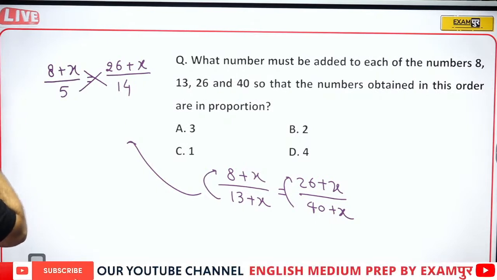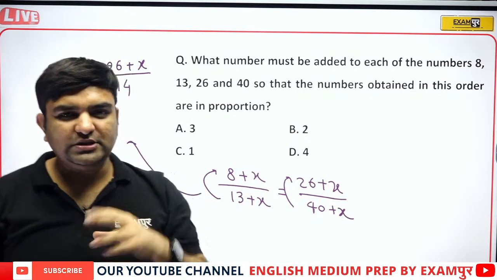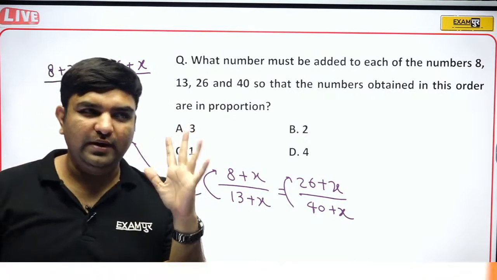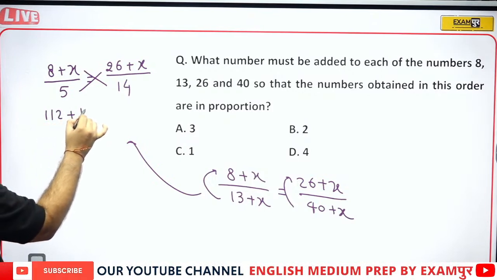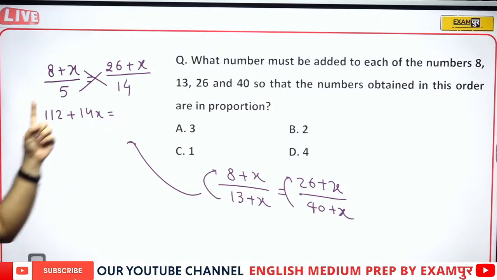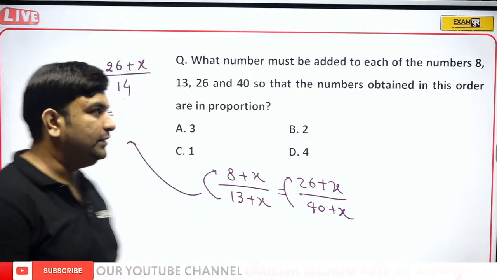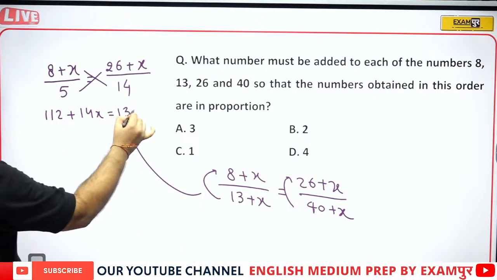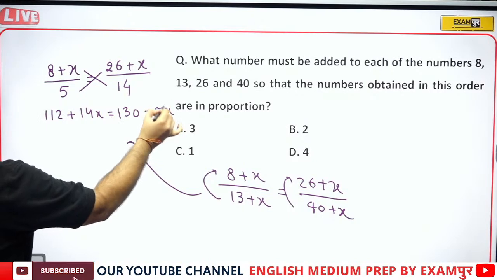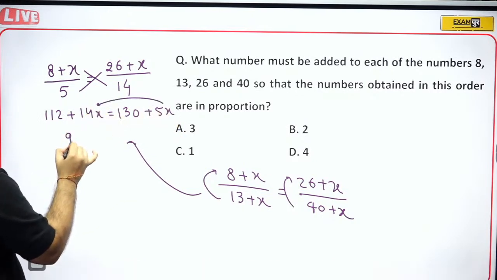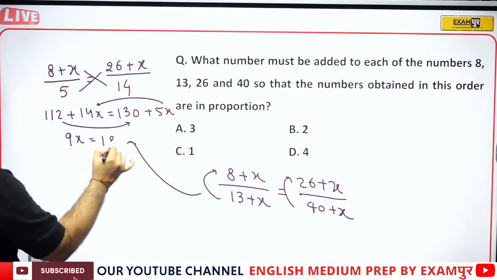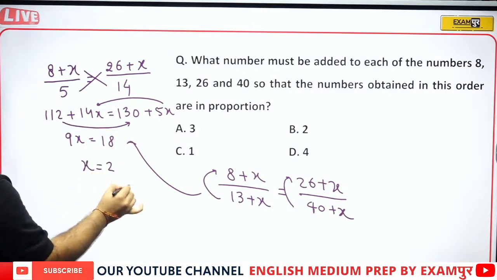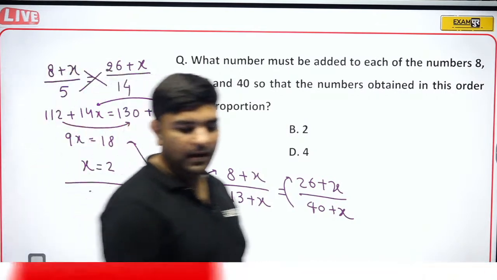14 times 8, how much? 14 into 2 is 28; 140 minus 28 is 112. So 112 plus 14x is equal to 130 plus 5x. Take it this side, 9x is equal to 18. x is 2.